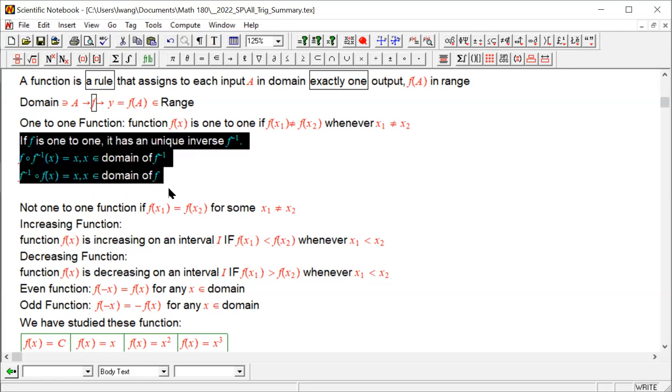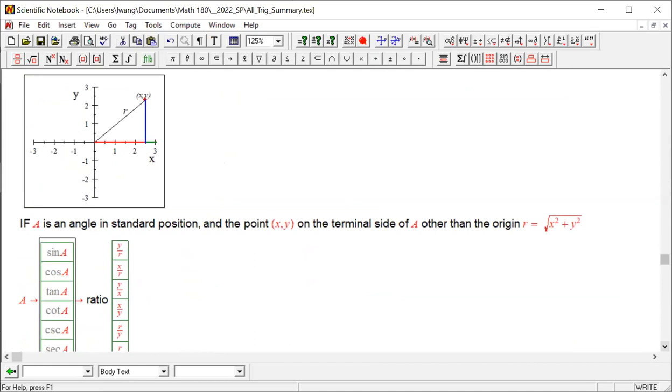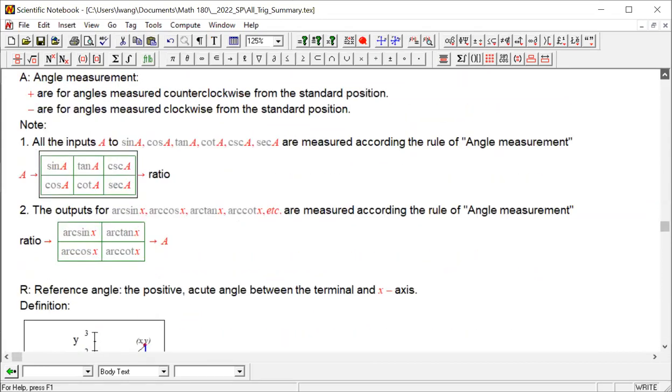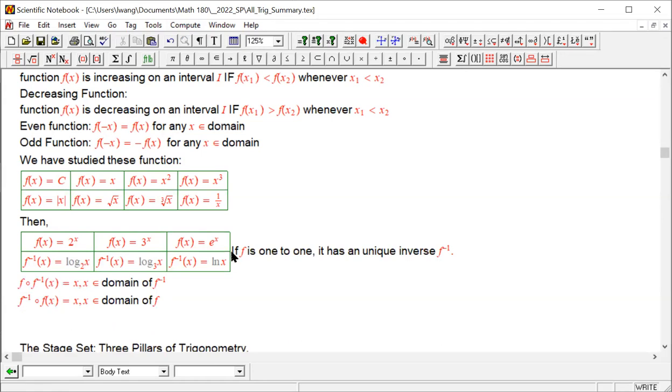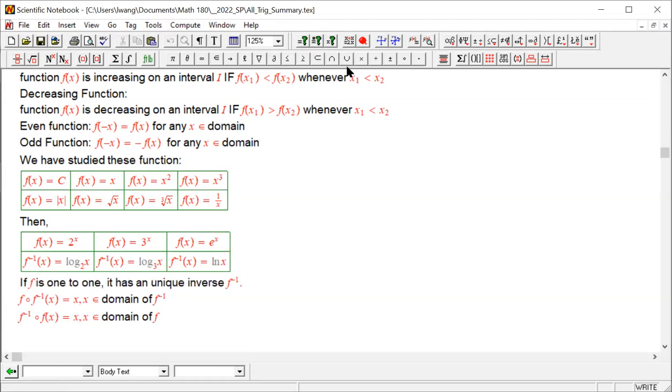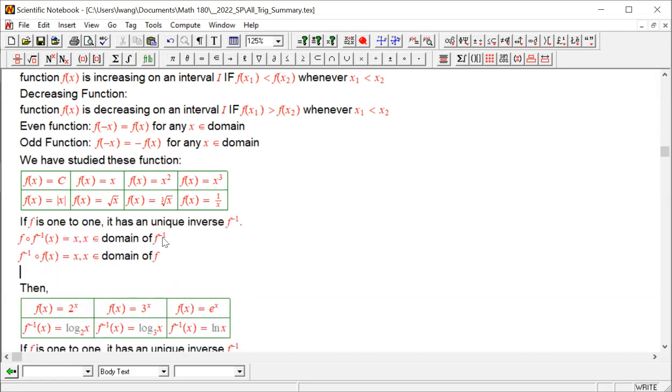So we take this concept and apply it multiple times. Where did we apply it? We applied it here, here, and here, and sometimes here, because some of these are one-to-one and some are not one-to-one. Go back to watch those lessons.